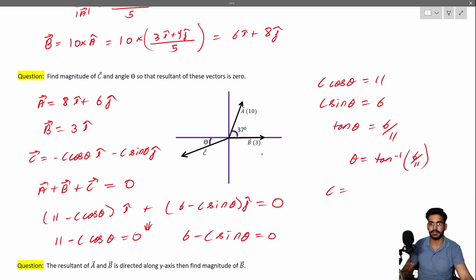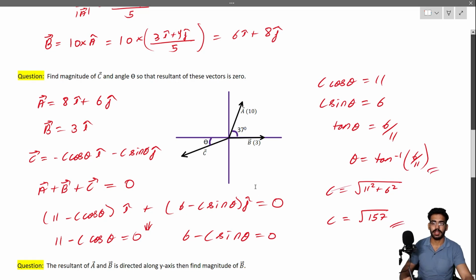And c, if you find out, if you eliminate this thing, you will get the c. You square and take the under root, so both sides you square and add both of them. Okay, so c is equal to under root of 11 square plus 6 square. You can find out, 2 equation 2 variable. I hope you will be able to do. Okay, so c you got, c goes to under root 157. Okay, this is your answer, c and theta. I hope this is clear.